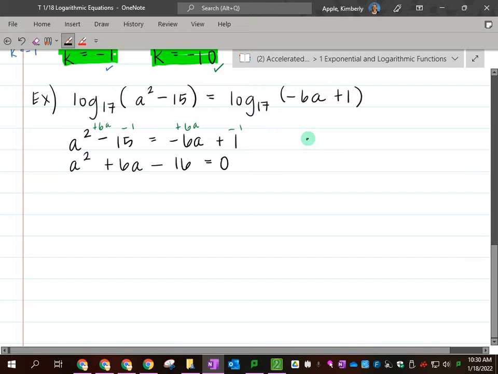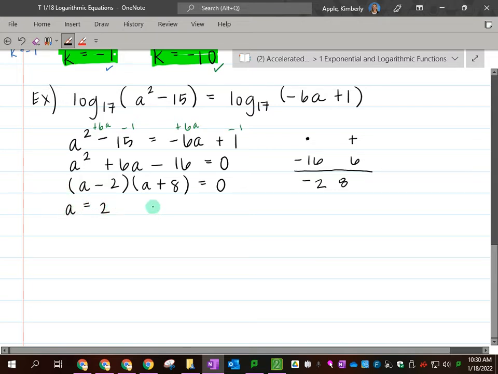So again, here comes the factoring step. I need 2 numbers that multiply to give me -16 and add to give me +6. That'd be 2 and 8. You've got to put the negative somewhere, and it's going to be on the smaller number, because 8 plus -2 will give me 6. So that's going to give me my factors: a minus 2, a plus 8 equals 0. From here we'll set each factor equal to 0, and our 2 potential solutions will be a equals 2 and a equals -8.